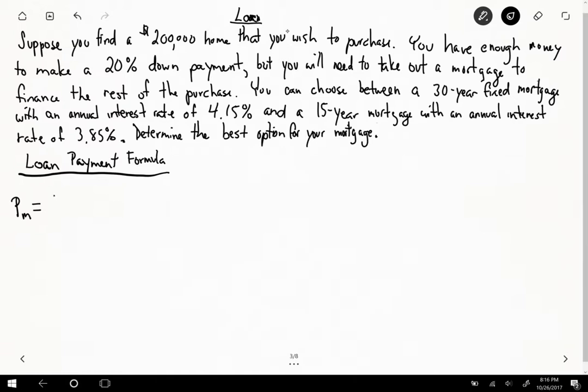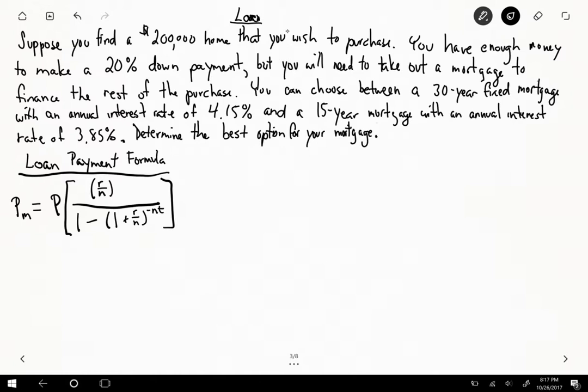So you get P_M equals P times, you'll have this r over n up top. That probably looks familiar. And then it almost looks like the opposite, but there are some slight variations from what we just did. So you get 1 plus r over n raised to the negative nt. So this probably looks really familiar in terms of that savings plan formula. The differences are where the P appears and all that jazz.